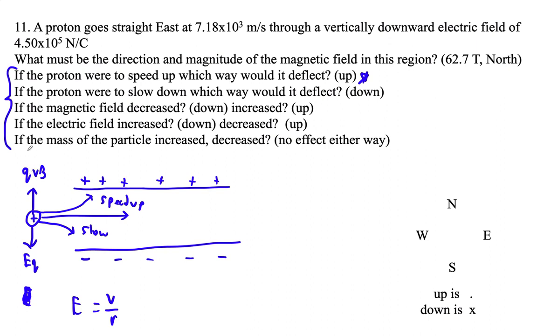And then neither one of these forces depends on the mass of the particle. Gravity is probably inconsequential as far as these forces are probably 15 orders of magnitude larger than gravity. And of course, we know that's not going to change the trajectory. The mass doesn't change the trajectory. So in this case, the mass has no effect either way. All right.